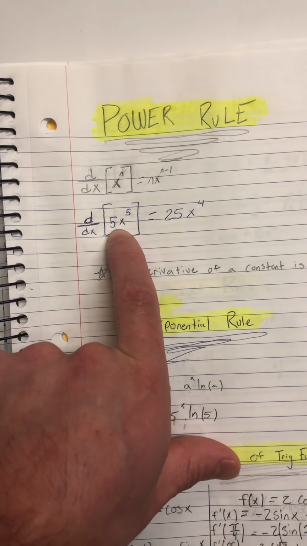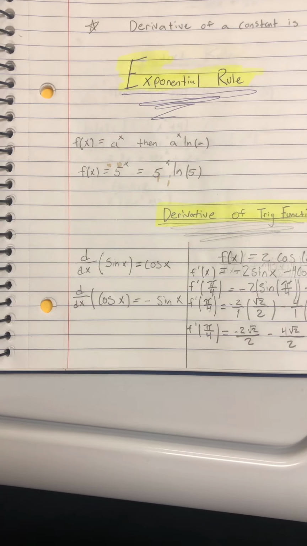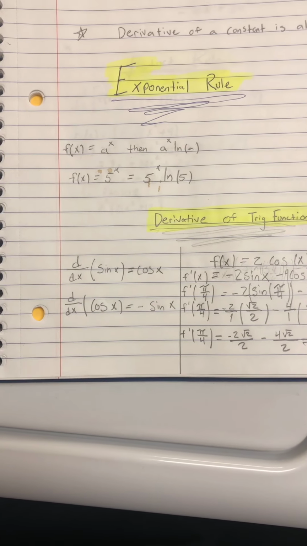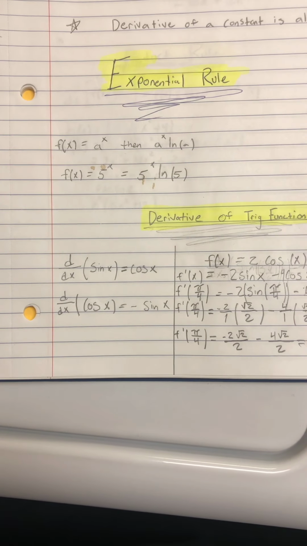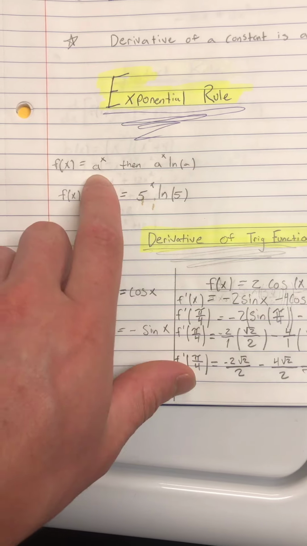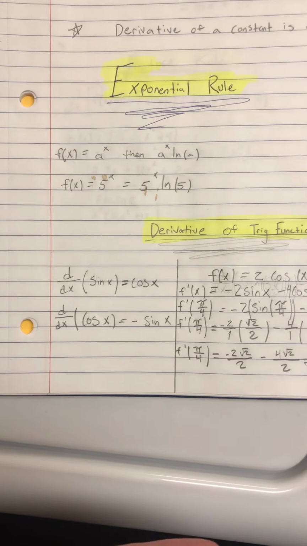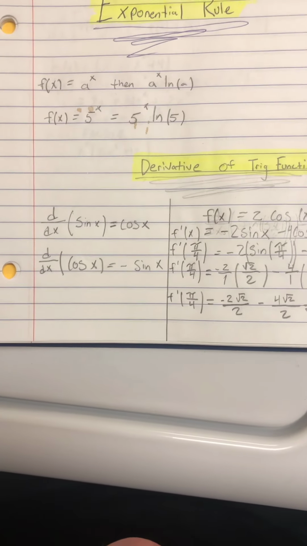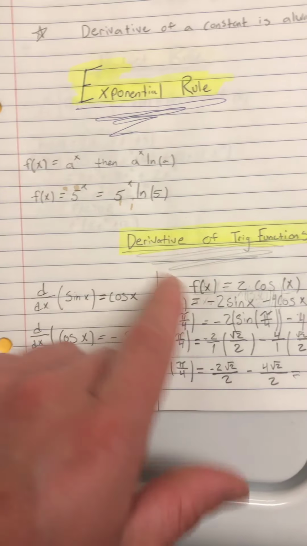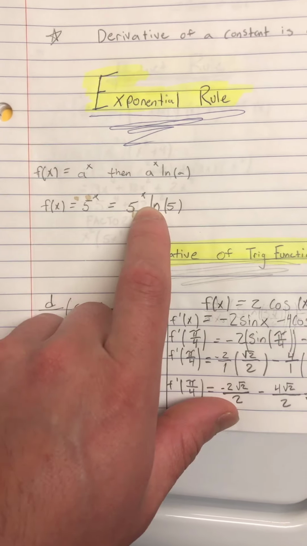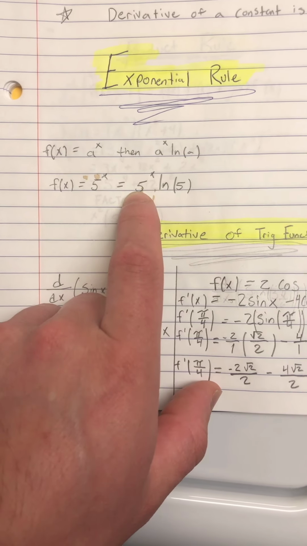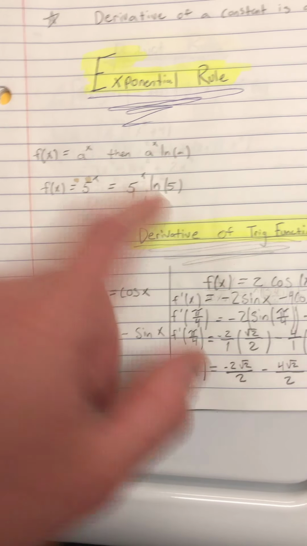The exponential rule will say that if you have a certain value raised to x, then the derivative is a to the x times the natural log of the value that is being raised. So say you're doing 5 raised to x, it simply will be 5 raised to x times natural log of the value 5.